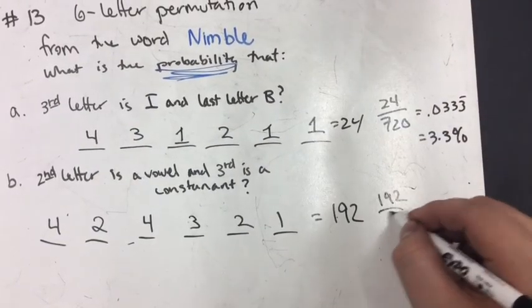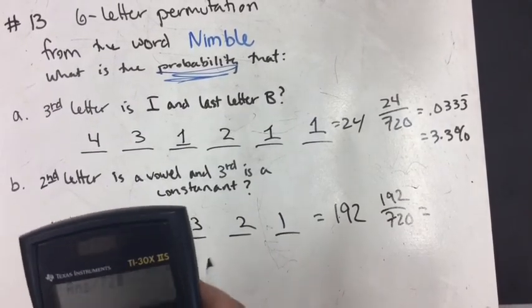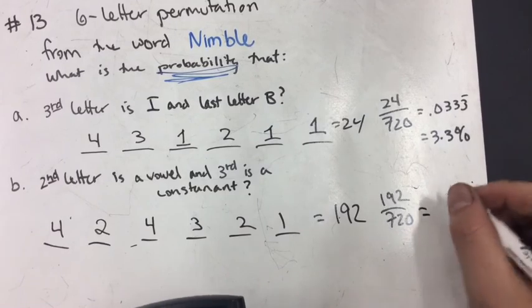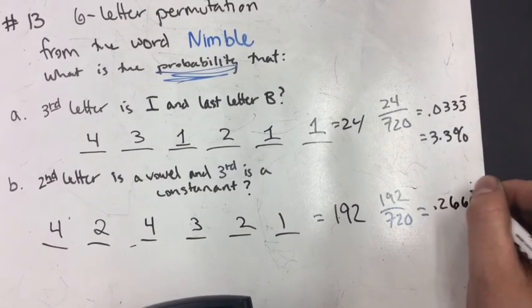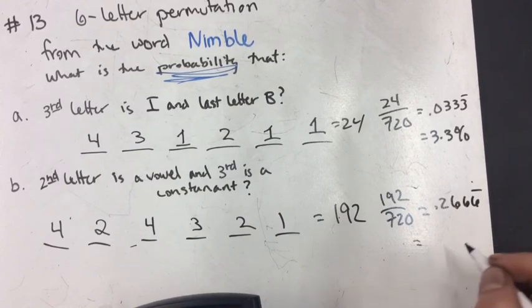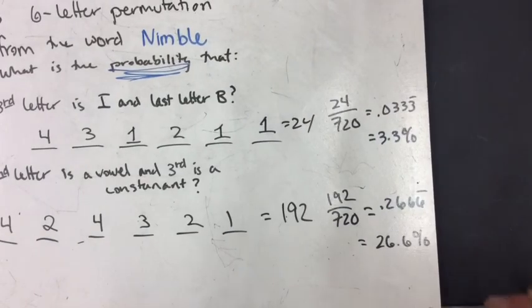So we're going to say 192 divided by 720, which is 0.2666 repeating, or we can think of this as 26.6%. Okay. Hopefully these problems helped you out, and good luck on the quiz tomorrow.